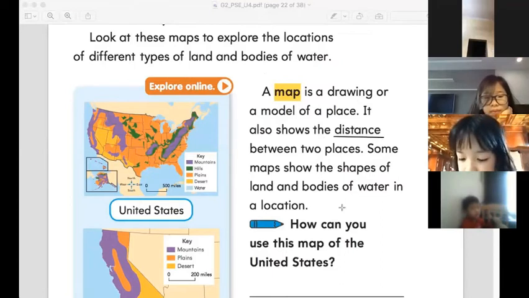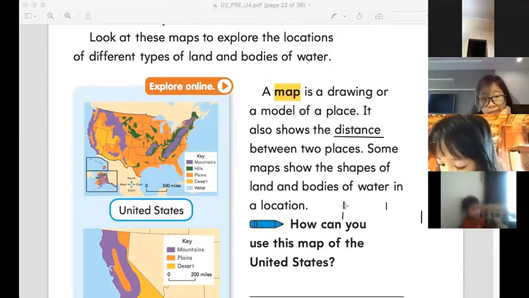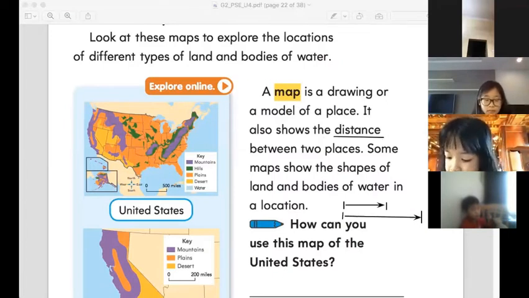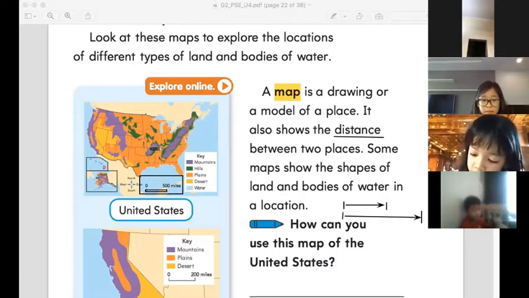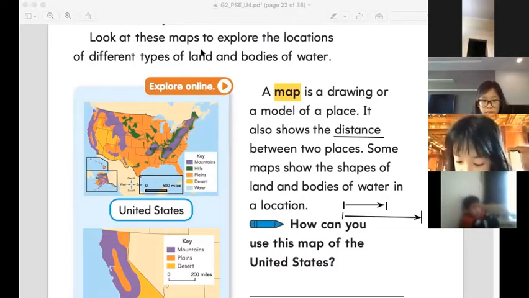So if I draw these two lines, and then I draw these two lines, this one is a short distance. This is a long distance. Here we can see on this map, this space is 500 miles. So I know that from this mountain range to this mountain range is 500 miles. This map is telling me the distance.